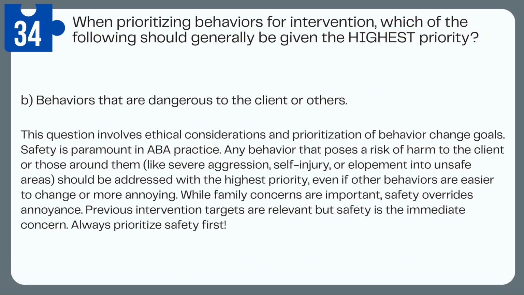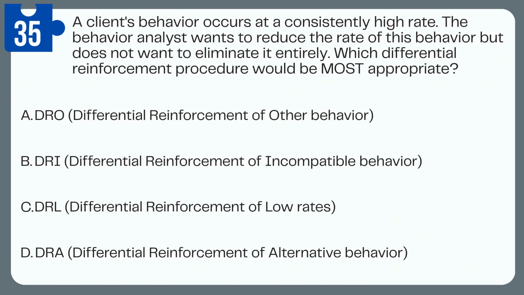Answer: B. Behaviors that are dangerous to the client or others. This question involves ethical considerations and prioritization of behavior change goals. Safety is paramount in ABA practice. Any behavior that poses a risk of harm to the client or those around them, like severe aggression, self-injury, or elopement into unsafe areas, should be addressed with the highest priority, even if other behaviors are easier to change or more annoying. While family concerns are important, safety overrides annoyance. Previous intervention targets are relevant, but safety is the immediate concern. Always prioritize safety first.